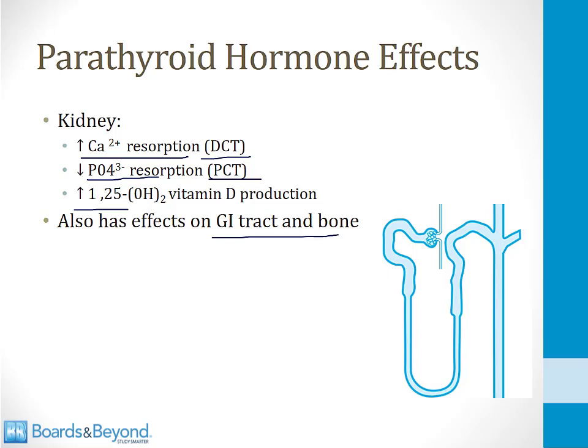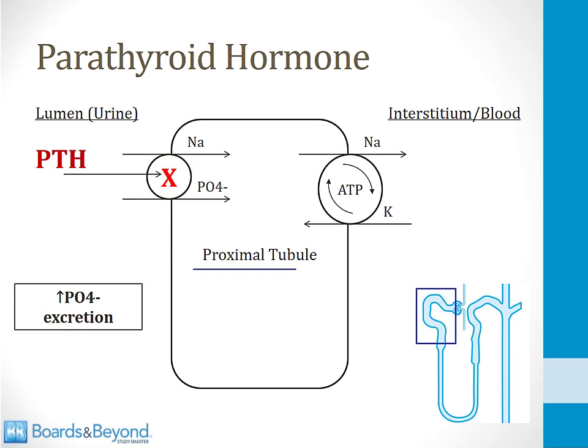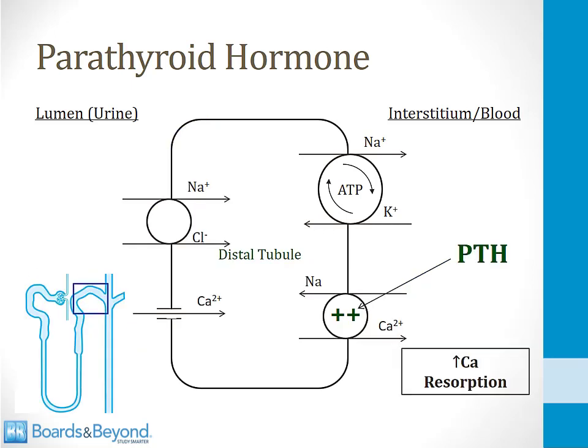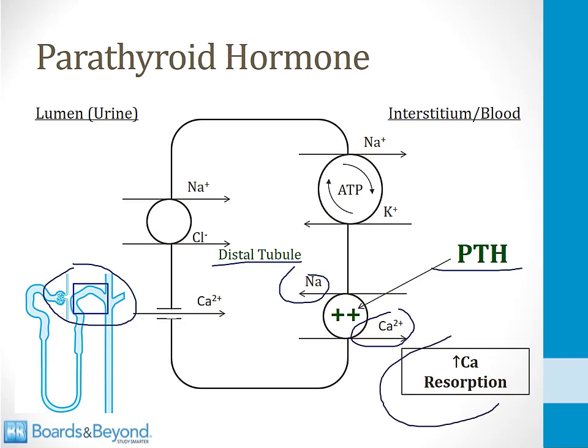Now, parathyroid hormone also has effects on the GI tract and bone, and I talk about those in more detail in the parathyroid video. This is a drawing of a proximal tubule cell found in the proximal tubule of the nephron. In this section of the kidneys, you can find a transporter that reabsorbs sodium and phosphate. This transporter is inhibited by parathyroid hormone. That leads to more phosphate excretion. Shown on this slide is a drawing of a cell in the distal tubule section of the nephron. In these cells, you can find a calcium-sodium antiporter on the basolateral membrane. Parathyroid hormone activates that transporter. This will increase calcium reabsorption and raise the serum calcium level.